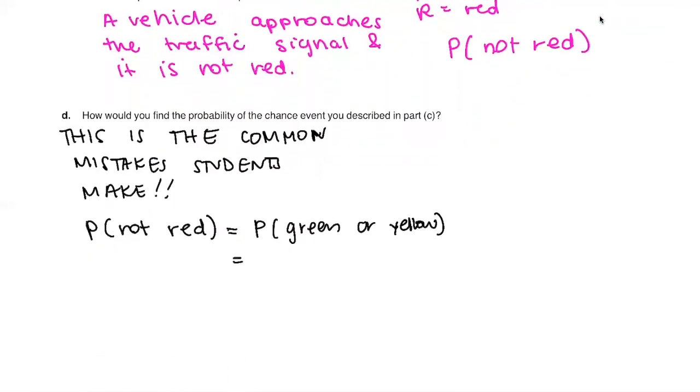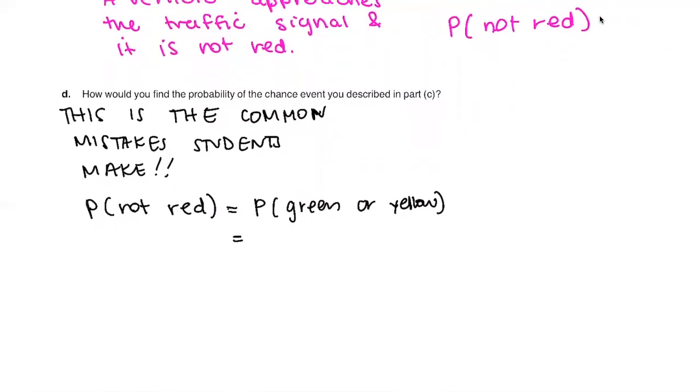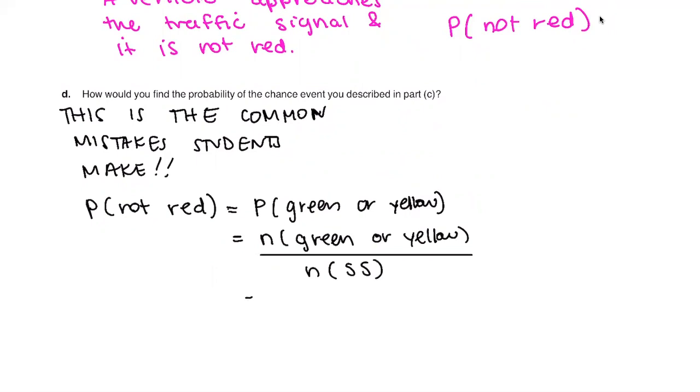But what they'll say is, okay, our options are green, yellow, and red. So green and yellow, the number of ways you could get green or yellow, well, that's two different ways. And then they'll look at the probability of the sample space of the traffic signal color. So they'll say, it's 2/3. But this is a mistake.